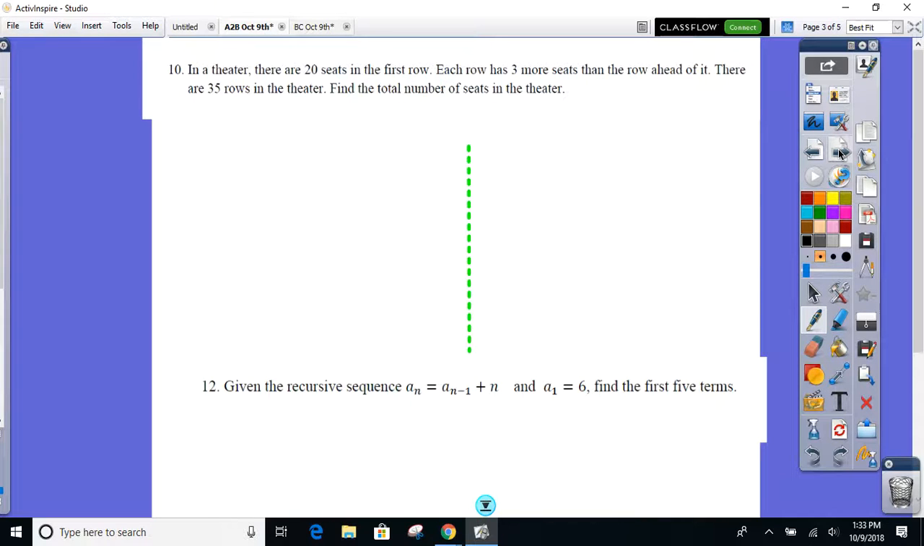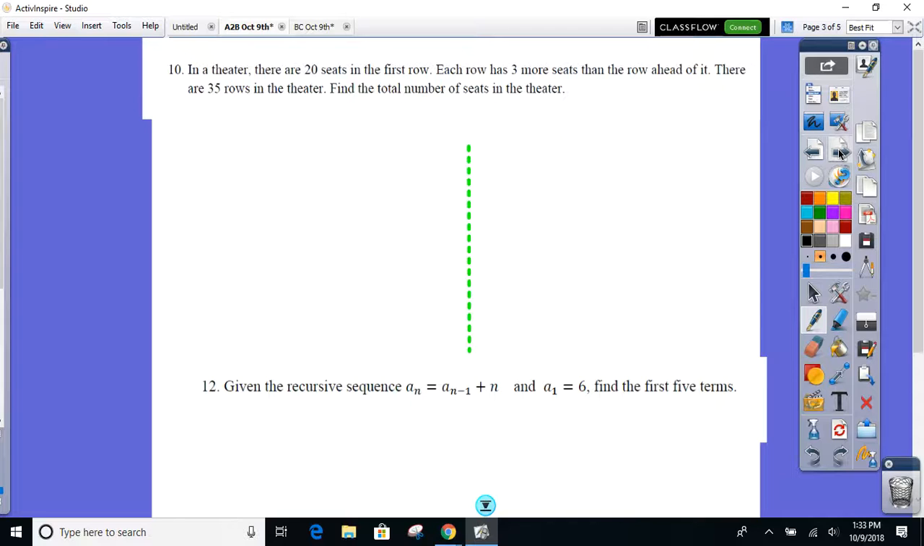Okay, we got a theater. 20 seats in the first row, 3 more every other row. 35 total rows. How many total seats? You guys know my advice. Write down a couple terms. Can you produce at least the first 3 terms of this sequence?